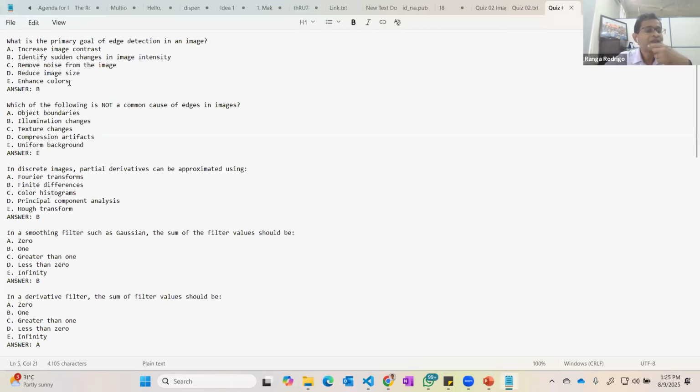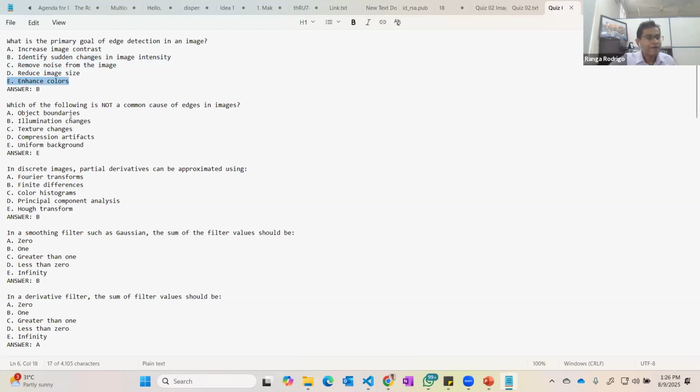Okay. What is the primary goal of edge detection in an image? So that was a question. Increase the image contrast? No. Identify sudden changes in image intensity? That's correct, right? Edge detection means you find the gradient, points that have high gradient. That means sudden changes in the image intensity. Remove noise from an image, incorrect. Reduce the image size, incorrect. Enhance colors, incorrect.